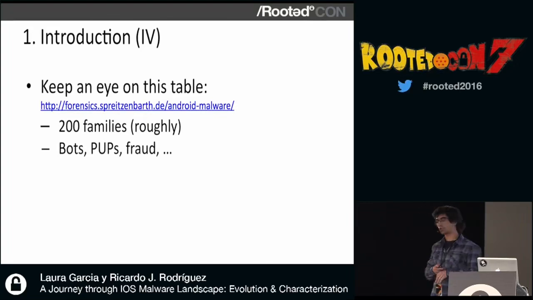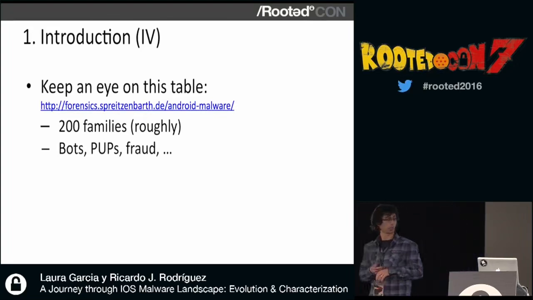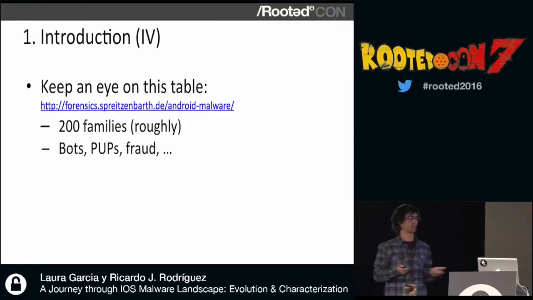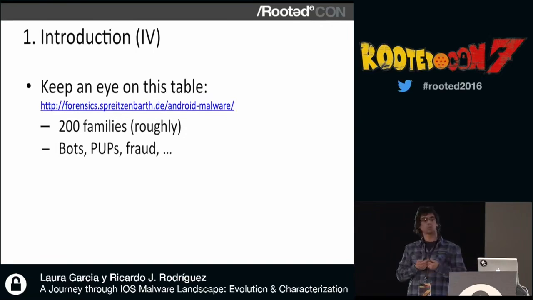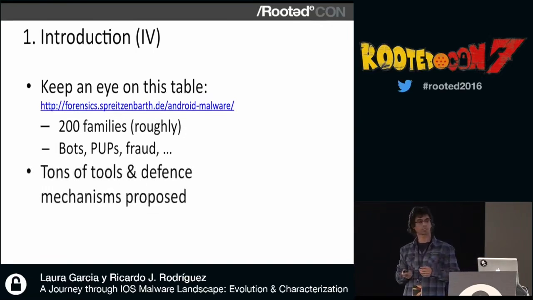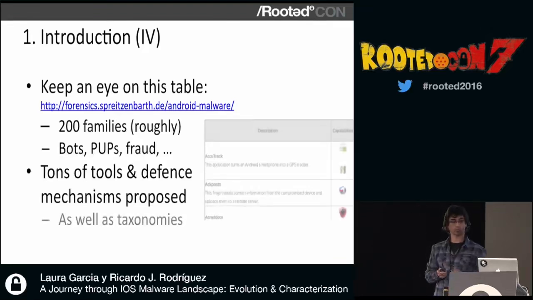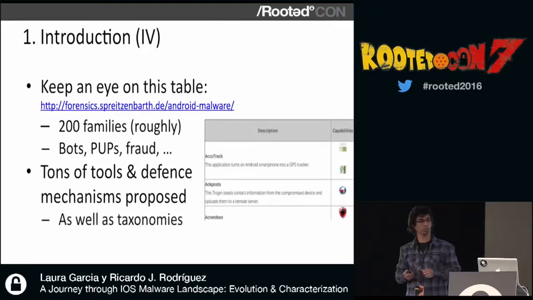So, what types of malware are we talking about? About what categories could we find in our chart? Well, there's lots of bots, there's lots of unwanted programs, there's lots of fraud, there's lots of advertising, spammers. And since there are so many families and so much malware for Android, obviously a lot of people have developed tons of tools and defense mechanisms. Some of them presented at different conferences.